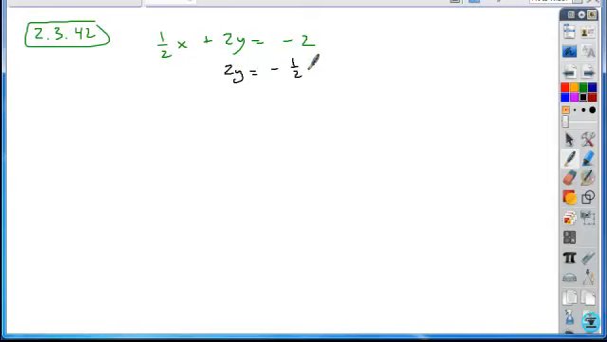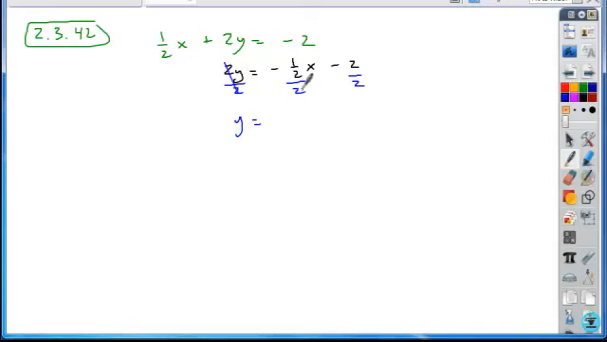So we subtract a 1/2 x from both sides. The -2 stays on the right. And then the second part to this is to isolate our y completely. Okay, so when you divide by 2, dividing by 2 is equivalent to multiplying by the reciprocal. Okay, so the 2's cancel here.